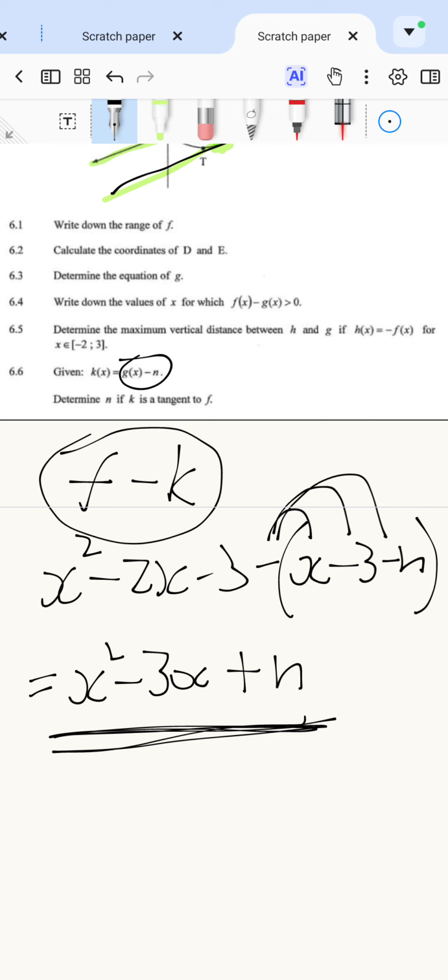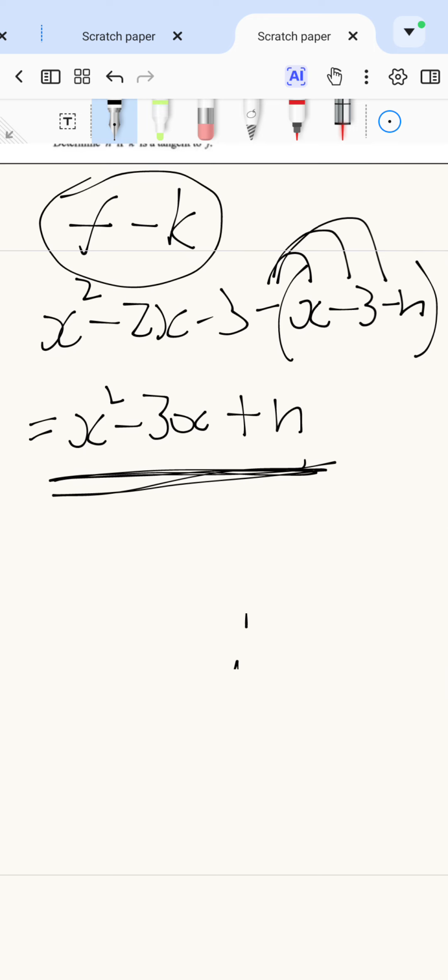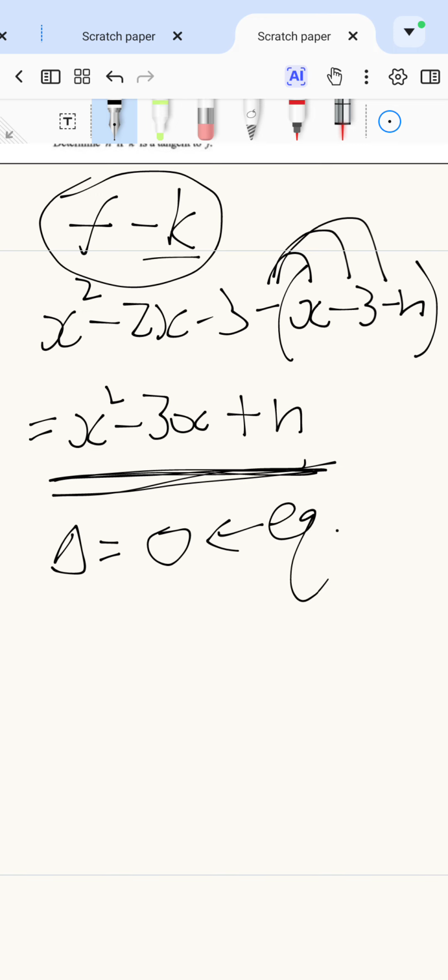Now what we're going to do is look at what we've got now, and determine the nature of these roots. So we know that when the discriminant is 0, then we have equal roots. Equal roots means that it touches once. So if delta is equal to 0, those two functions will touch once.